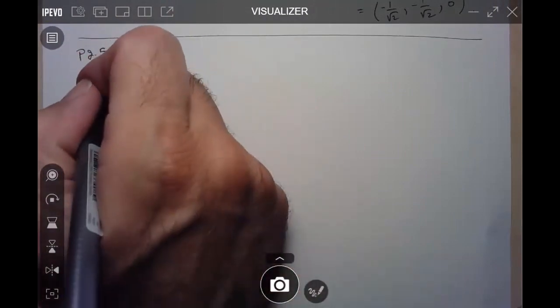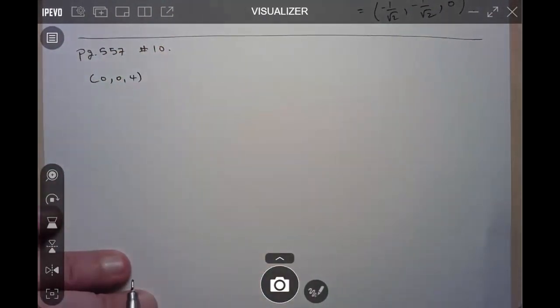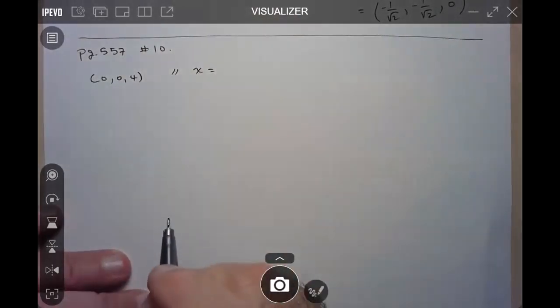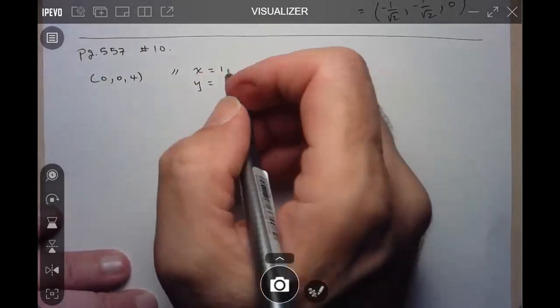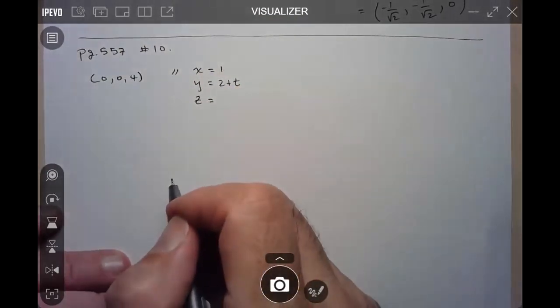Okay, so this is determine a vector and parametric equation for the line that passes through 0, 0, 4. That's good because we need a point to get the equation of a line. And it is parallel to the line with the following parametric equation. So it's parallel to this one here. So x equals 1, y equals 2 plus t, and z is equal to, where is it? Oh, -3 plus t.